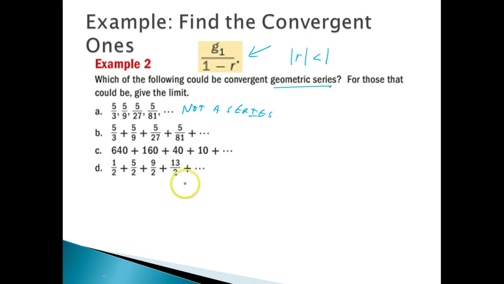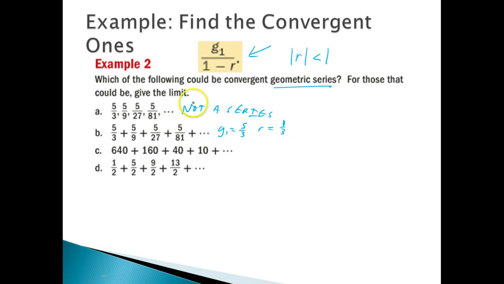So this is a series. So let's see what we have here. We have g1 is 5/3. And let's look at our common ratio. Now you could grab a calculator and do the second term divided by the first term to find that common ratio. But it looks like the 5 stays on the top for all of them. And then we're multiplying by 3 on the bottom. So our ratio is just 1/3. Hey, that's kind of cool. That is less than 1.